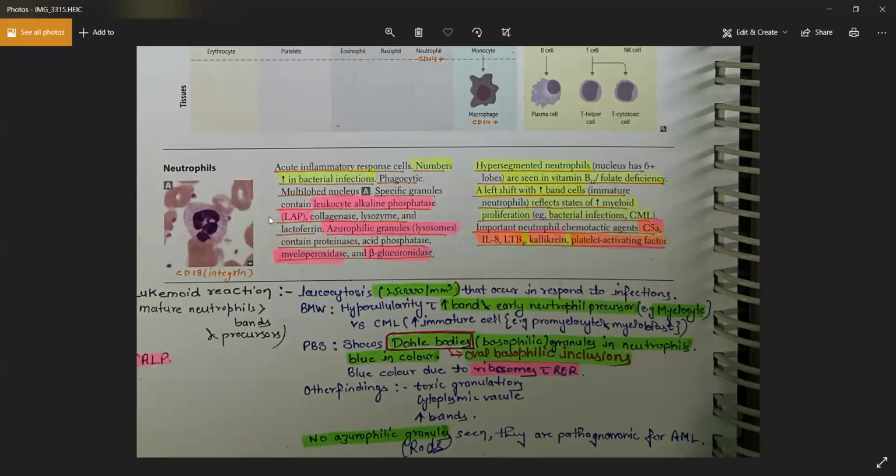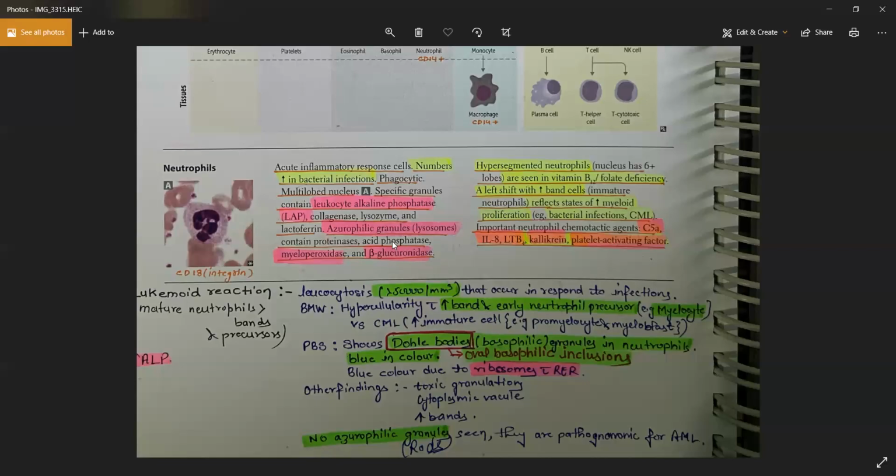which binds to the iron and sequesters it, so that these microbes cannot feed on our iron stores. They also have the azurophilic granules, which are the lysosomes, and they also have proteinases, myeloperoxidases, and beta glucuronidases. You don't need to remember every enzyme, just know 2 or 3 important ones. One is leukocyte alkaline phosphatase. The second important one is the azurophilic granules. Third is myeloperoxidase, and fourth is beta glucuronidase.